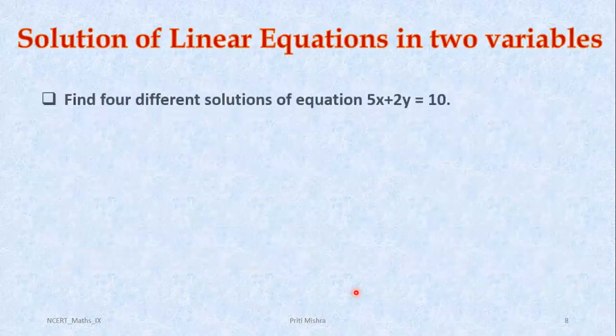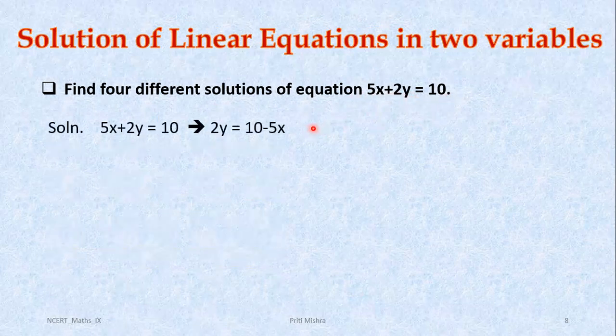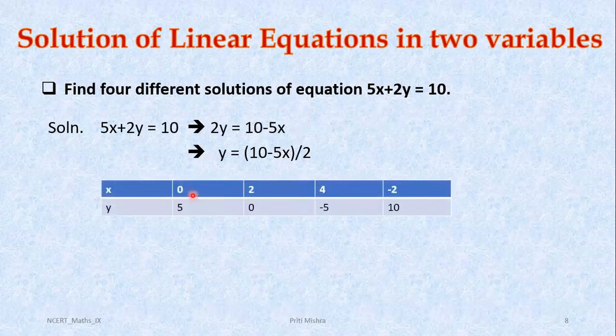Solution of linear equations in two variables. So let's have a question here. Find four different solutions of the equation 5x plus 2y is equal to 10. So we need to convert this equation in terms of 2y is equal to 10 minus 5x. Then the value of y will be (10 minus 5x) upon 2. This means we have written one variable in terms of the other variable. Now for any particular value of x, we can have a corresponding value of y, which will give us different pairs of solutions. So let's make a table here.